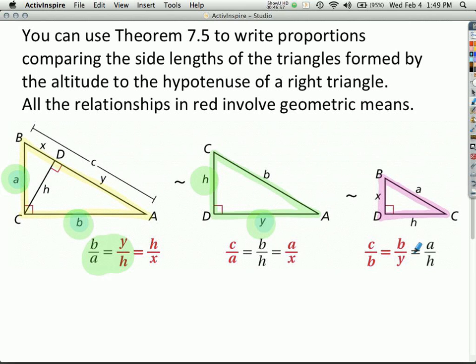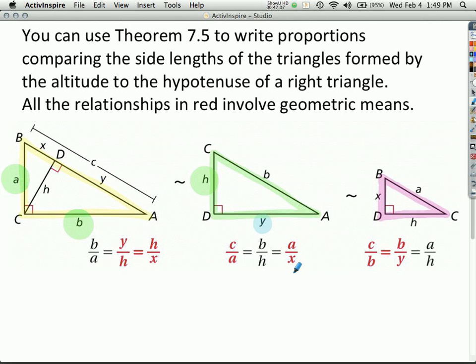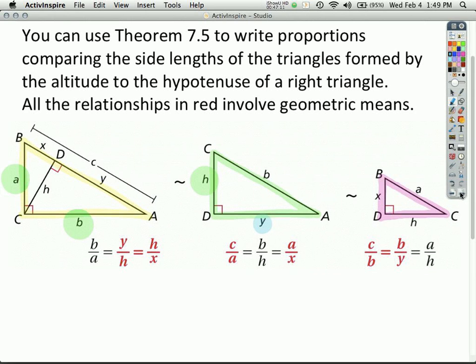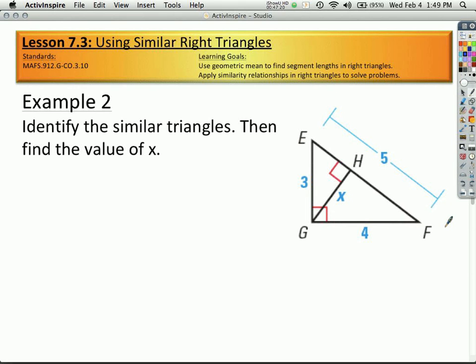Just for right now, try to focus on, and I put a few too many highlights up here, so let me back up a second. If we have 3 pieces of information, we can find the 4th piece of information. Okay? So we're going to use that idea. Any questions?